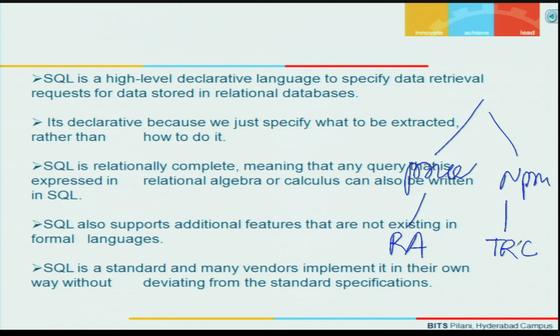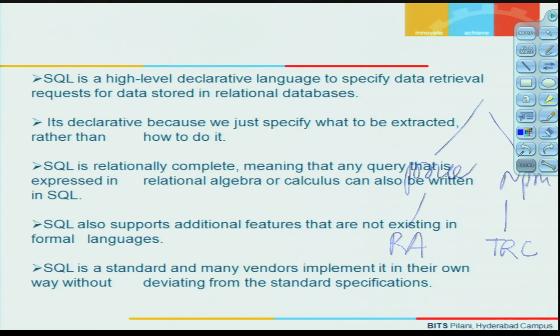Similarly, SQL is also a high-level declarative language to specify data retrieval requests for data stored in relational databases. It is not procedural, and it is declarative because we just specify what is to be extracted rather than how it should be extracted. That's why it is non-procedural, or we call it declarative.